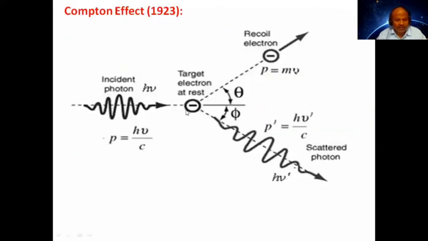We can see that the electron is at rest, and the photon strikes an electron at rest. This photon will transfer its kinetic energy and momentum to the electron, and that's why the scattered photon will have lower energy than the incident photon.